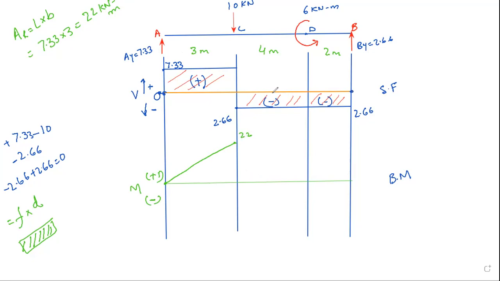Now we have a negative area under the shear, so we have to subtract. Our equation will be 22 minus this area. How much is this area? 2.66 into 4. When we solve it, our answer will be 11.36, and it is positive. So our moment will be positive 11.36.